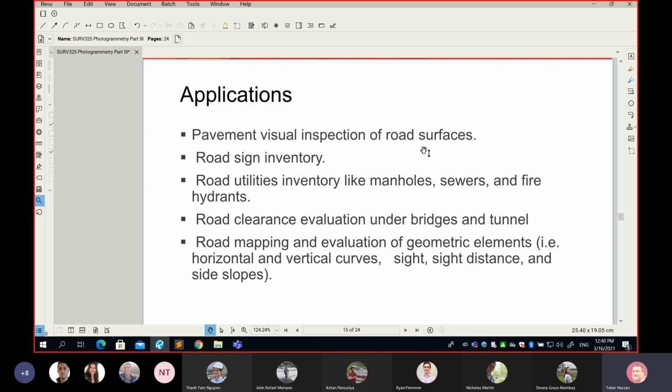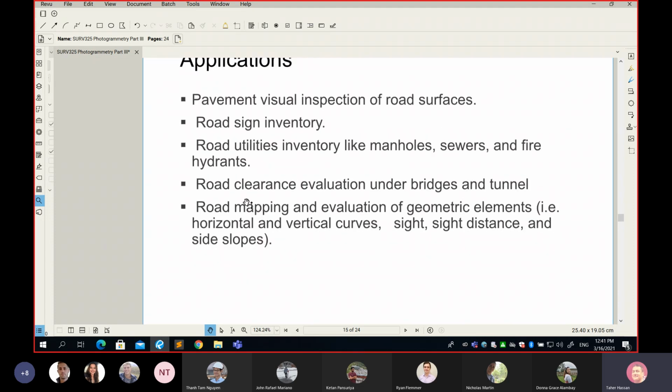Next, we have road sign inventory and road utility inventory. And what does it mean? As you go on the road, in your photos you can see all the signs, so you can count them, know where they are, and know where the bus stations are and so on. You can create an inventory for the road signs. You can do the same thing for manholes. Anything that can be seen in the image, you can simply capture, whether you get XYZ or at least a count.